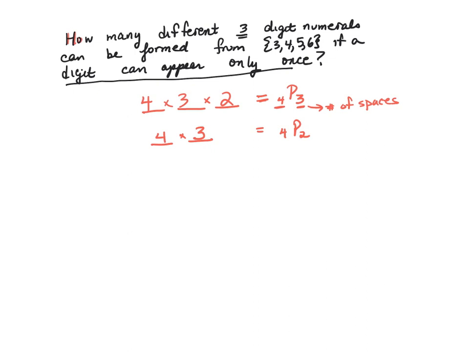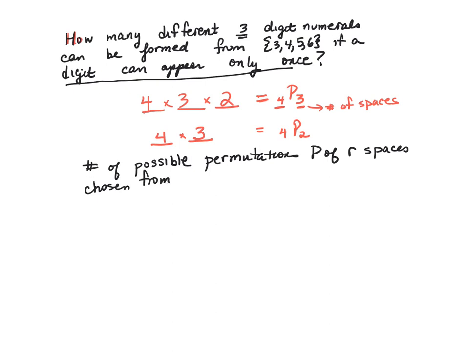So in general, the number of possible permutations when we are not taking all of them, we're not taking all 4. So we say the number of possible permutations of r spaces chosen from n things can be represented by nPr. Now, it's important to note that r should be smaller than or equal to n. And I'll talk about what happens when n and r are equal.